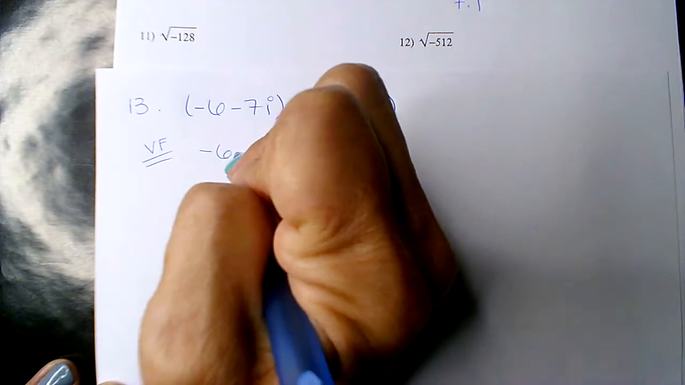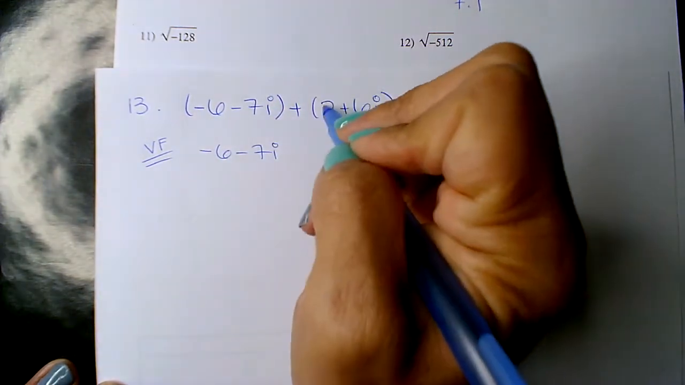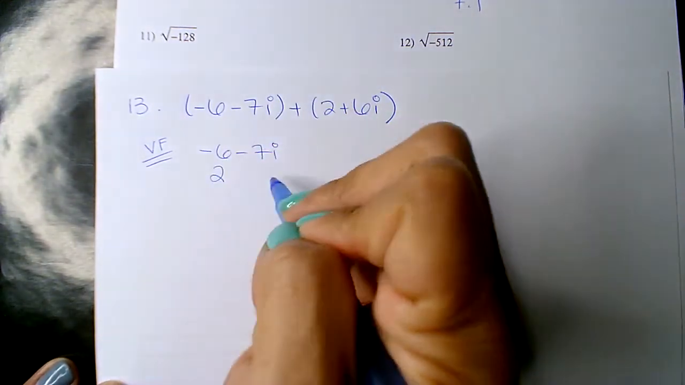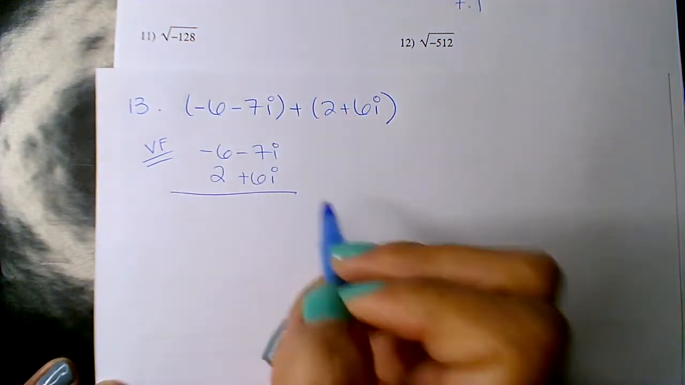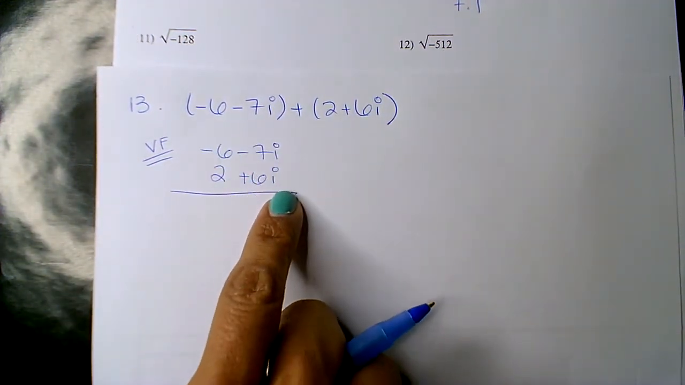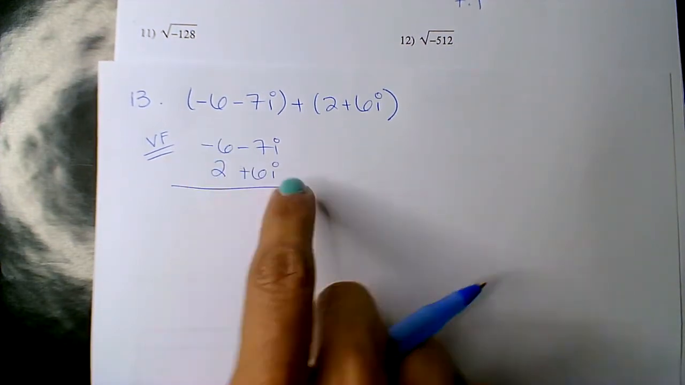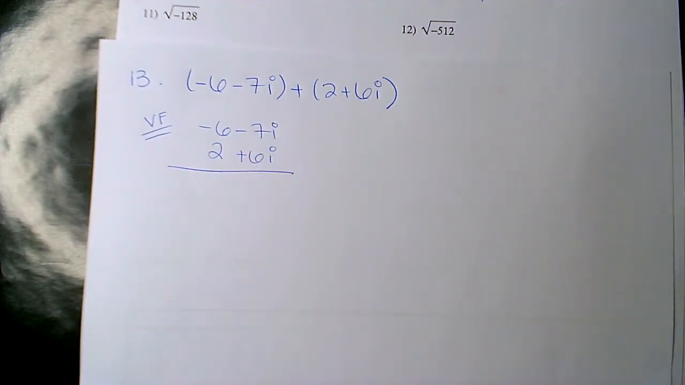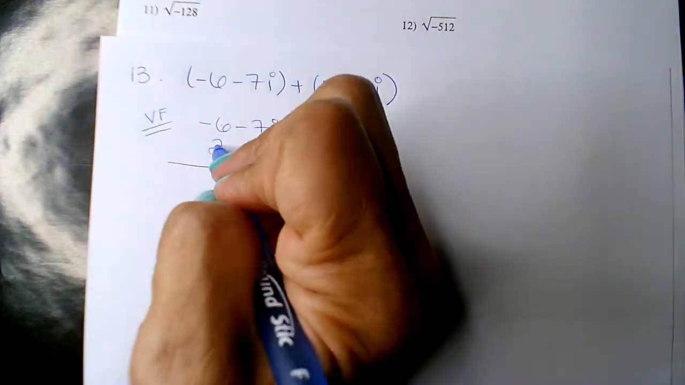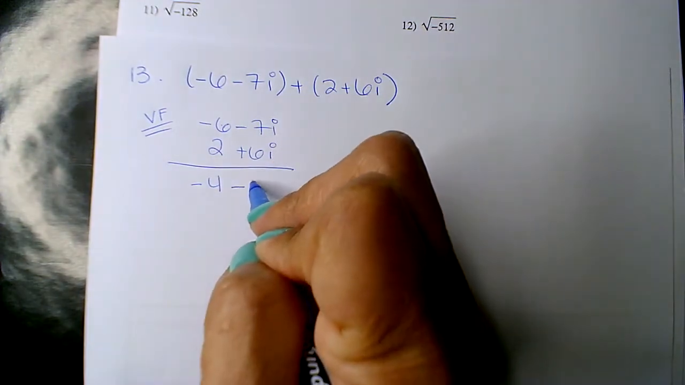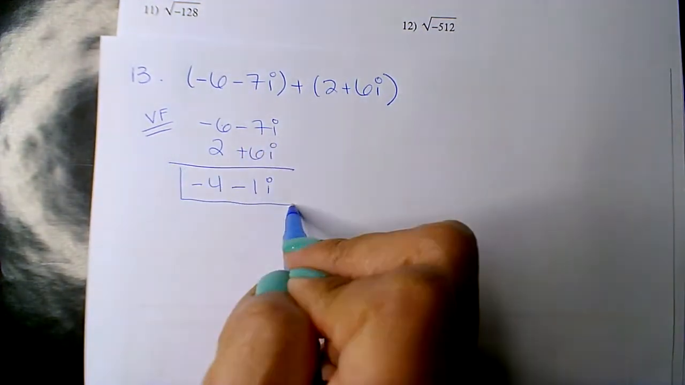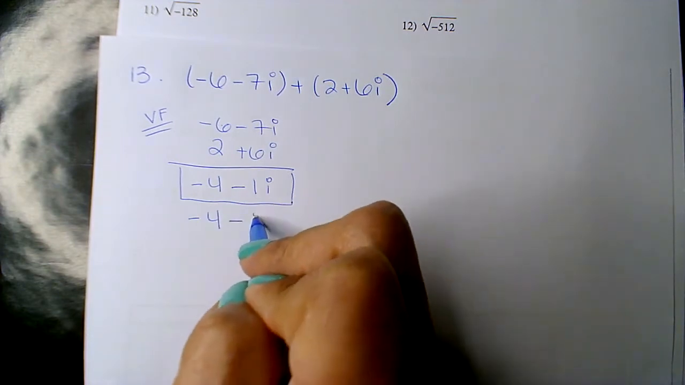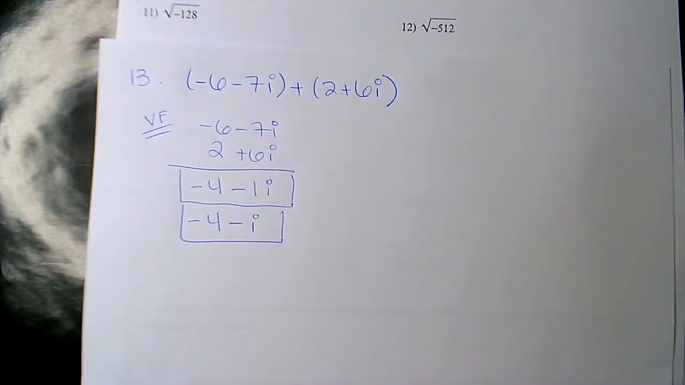You have -6 minus 7i. I'm going to take the second complex number. The 2 is a real number. The 6 is my imaginary component. And I line them up. I vertically stack them. These are my real, these are my imaginary component parts, right? And then you just do the arithmetic. So you get -6 plus 2 is -4 minus... whether you want to write the 1i is up to you, or you can just write it as -i. If you want to put the 1, it's up to you. But that's just it.